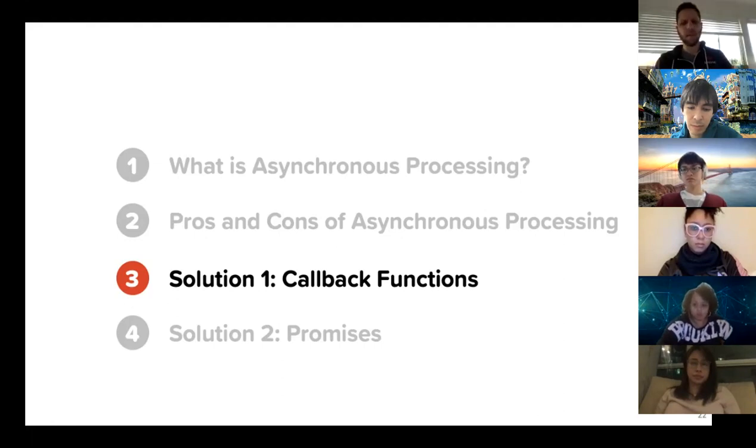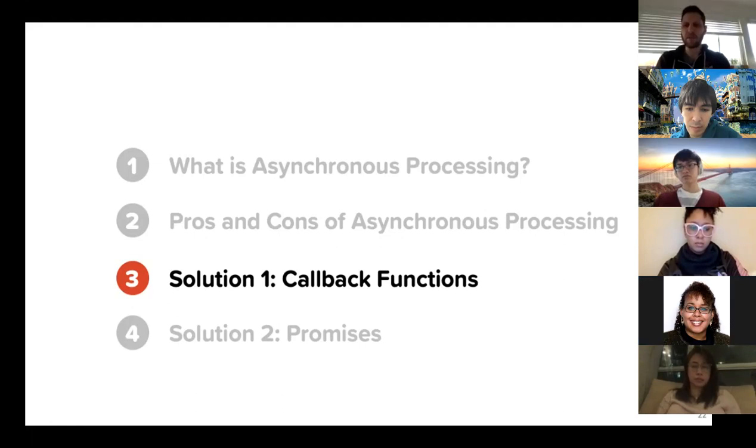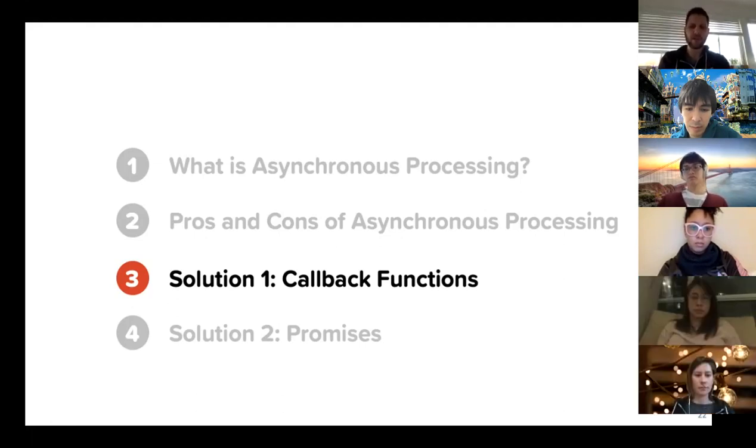So one solution is called callback functions, and the second solution is called promises. We'll talk about callback functions first. But what I will say about callback functions before we talk about them, as a historical reference, is that callback functions were the first tool that was invented to handle managing the execution order of your code.